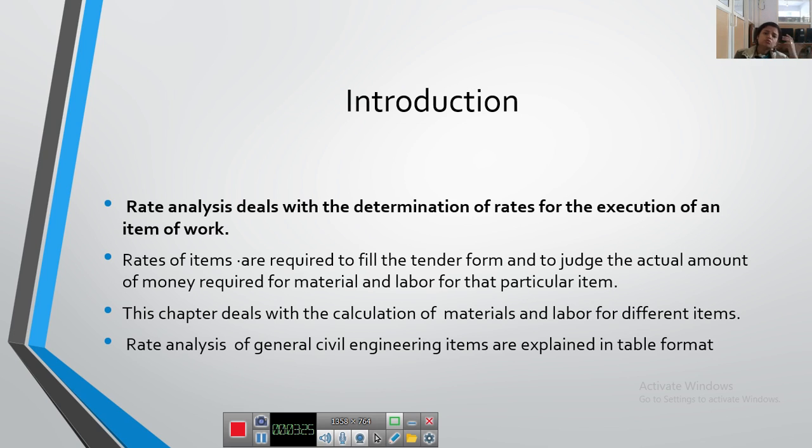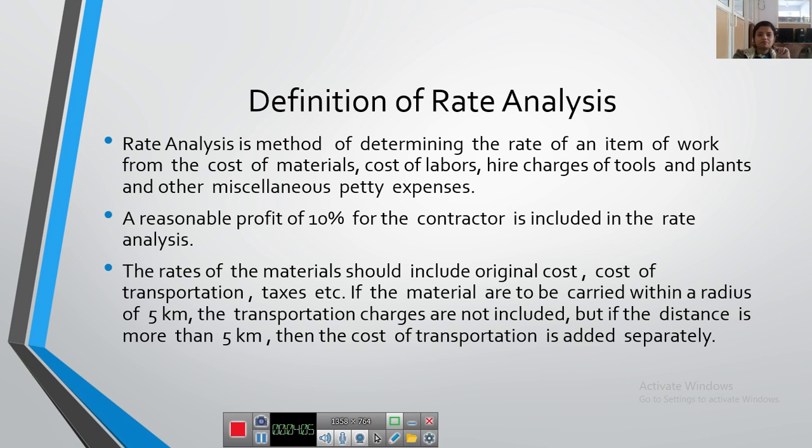Okay, so let's discuss some topics regarding this chapter. This chapter actually deals with the rates of material, labor, lead charges, lift charges, transportation charges. Then what are the materials required for the construction? That we are going to see in tabular format. Then we are going to do complete analysis of some items of work. Then the procedure of rate analysis for the particular item of work, task work, etc.